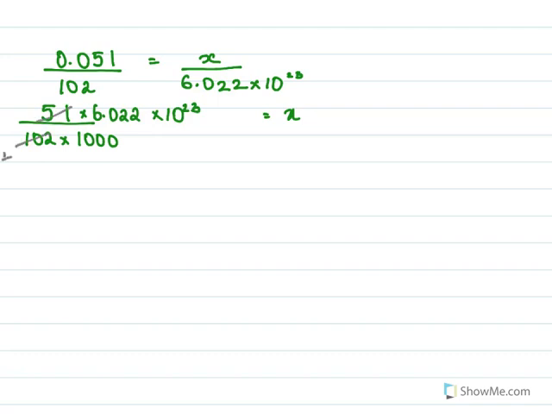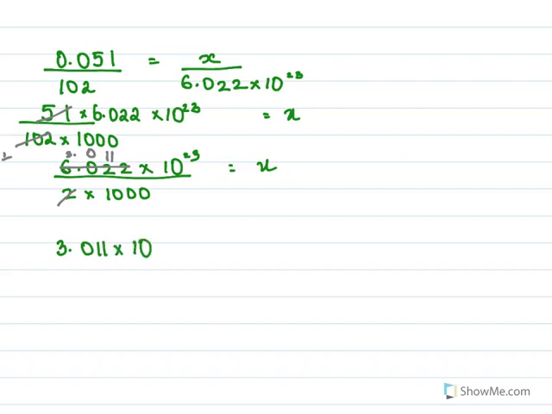This will cancel, ones are, twos are. So here I end up with 6.022 10 raised to 23. This is 2 into 1000 equal to X. So here again I can cancel, and this becomes now 3.011. So 3.011 10 raised to 23 minus 3, since 1000 is 10 raised to 3, so X is 3.011 into 10 raised to 20, the number of aluminum oxide molecules.